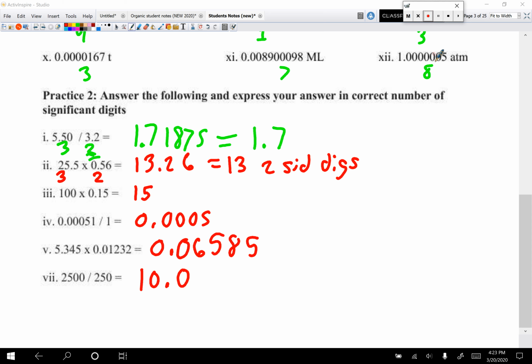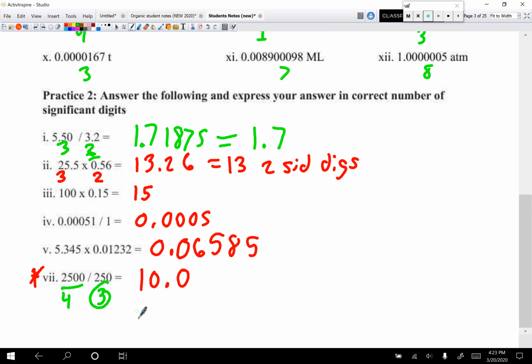And these are the answers. So just check on what you have right there. Now, I do want to bring your attention to the last one right here, 7. So when you put this in your calculator, I know you get 10, okay? But when we look at what we have here, we have 4 significant digits and we have 3, so our final answer needs to have 3.